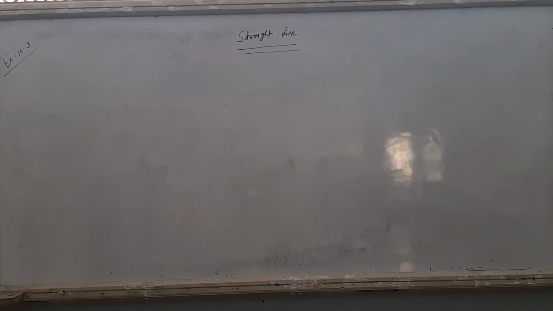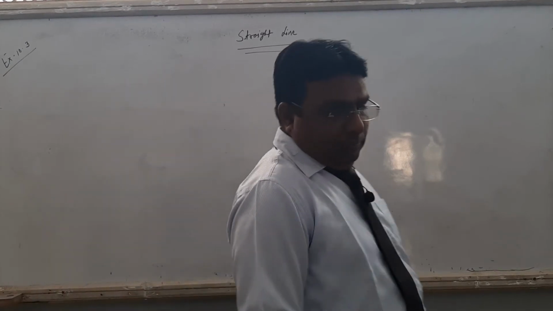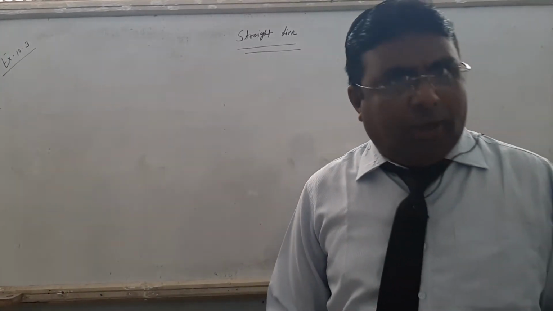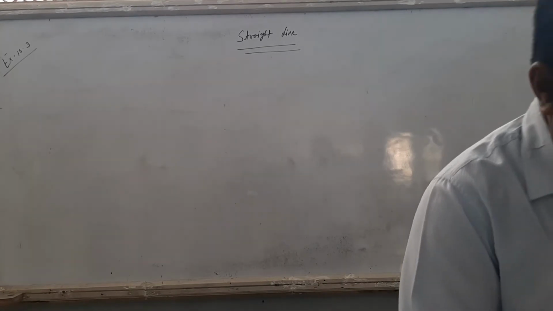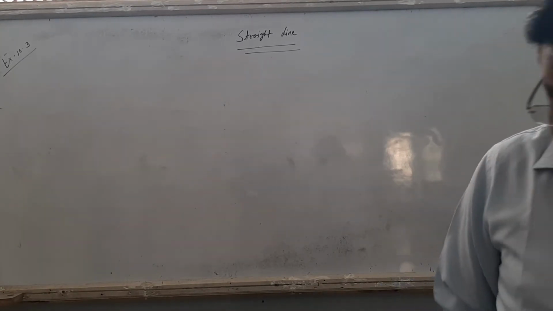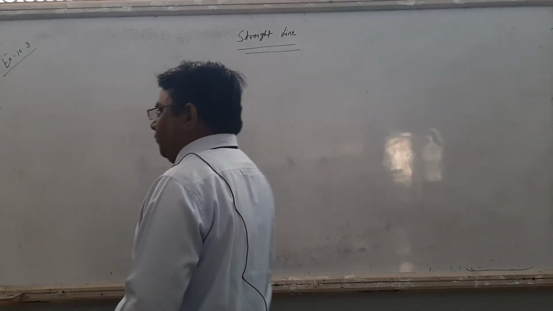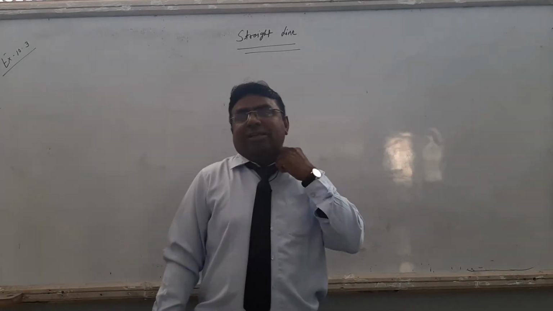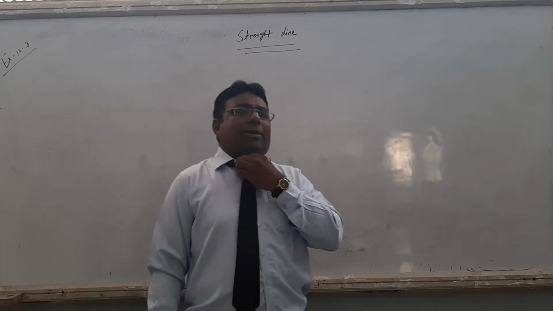Good morning, students. The same chapter, straight line, exercise 10.3. First thing, yesterday I discussed that there are 5 forms of the equation of the line. The first is the equation of a line in point-slope form. So what is the equation of a line in point-slope form? y minus y1 equals m times (x minus x1). That means a point and the slope are given.